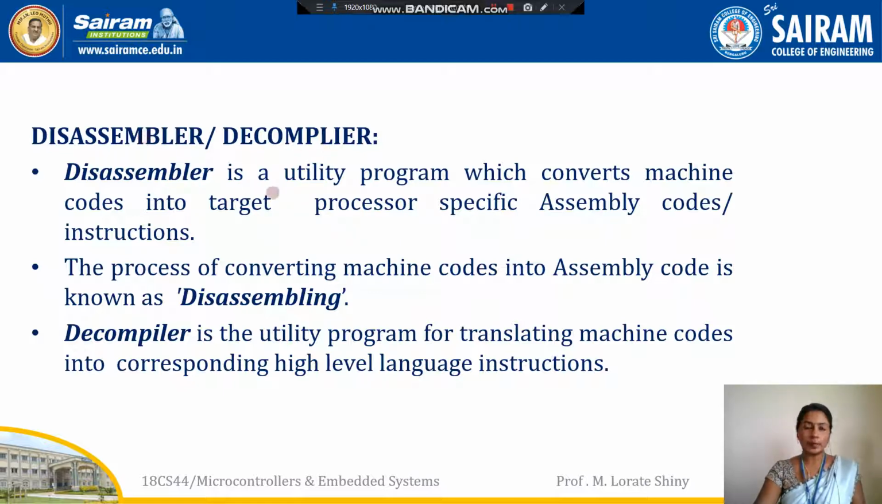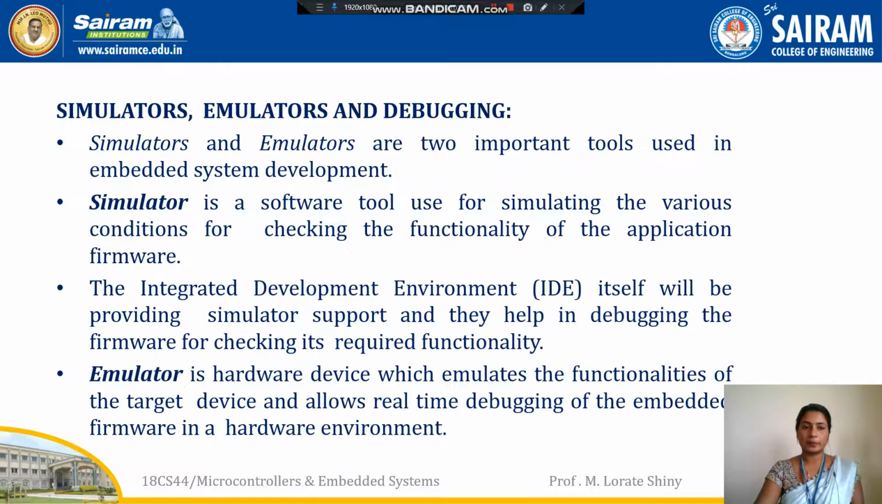Disassembler, it is a utility program which converts machine code into the particular processor's assembly code. Next, decompiler. Decompiler, it converts the machine code into a corresponding high-level language. The process of converting machine code into assembly code is called disassembling.